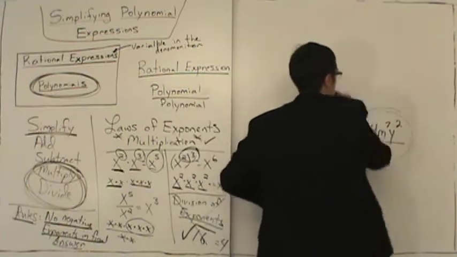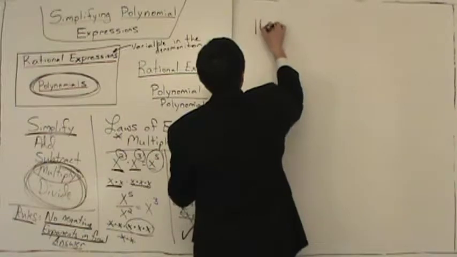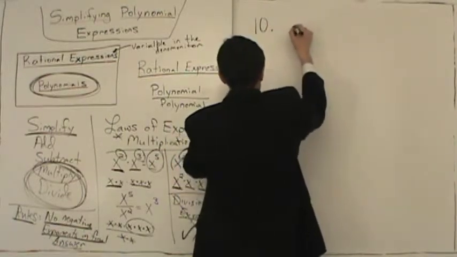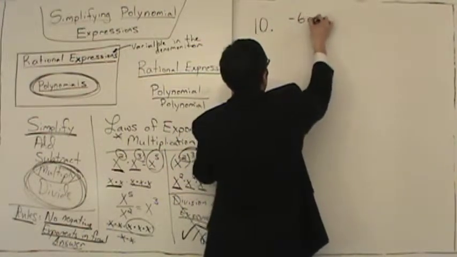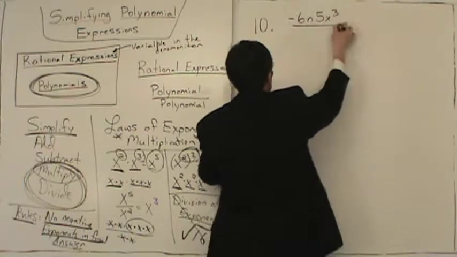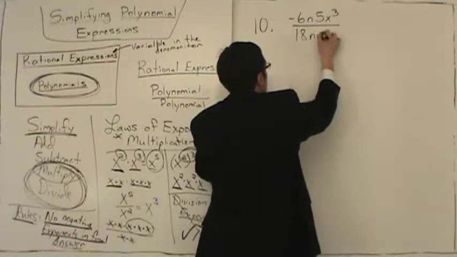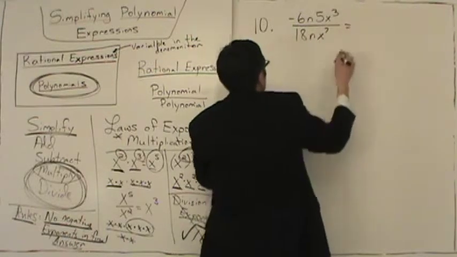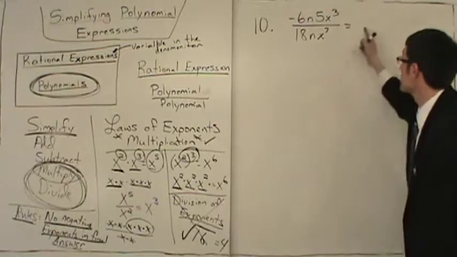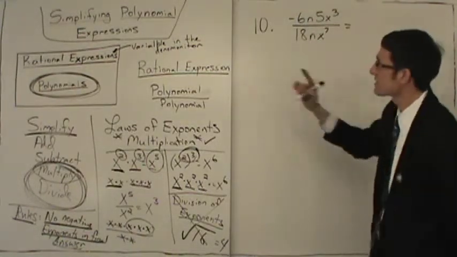Erase everything so we have space. Number 10 says negative 6n 5x cubed over 18 n x to the 7th. I don't like the way the book writes this problem. Let's just clear up this confusion. Do we see any addition in the problem? No. By the way, what are we looking at here as far as nomenclature?